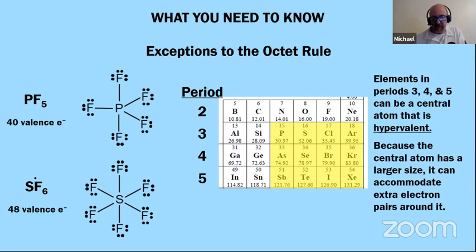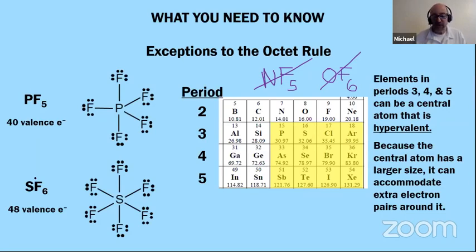So look above phosphorus. Okay, we have nitrogen. So does nitrogen pentafluoride exist? Or above sulfur, we have oxygen. Does oxygen hexafluoride exist? And the answer is no. And the reason why is because those atoms are too small to accommodate the extra electron pairs.